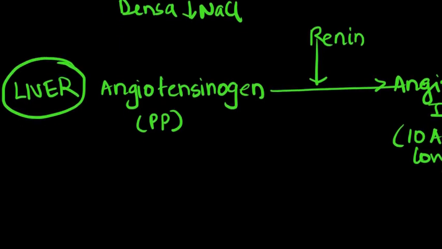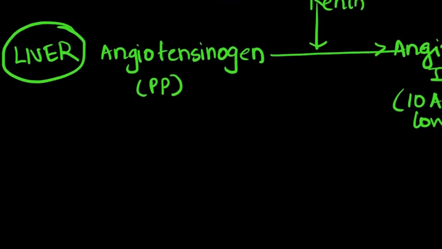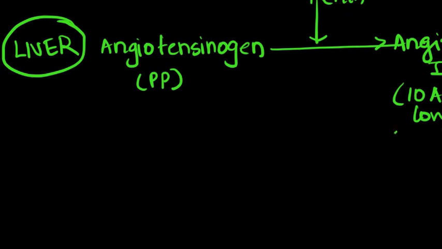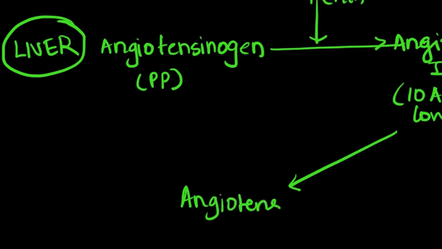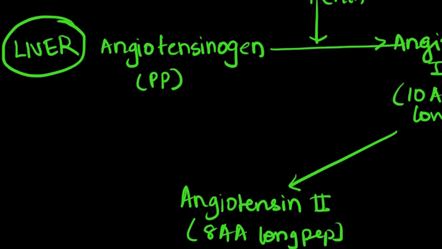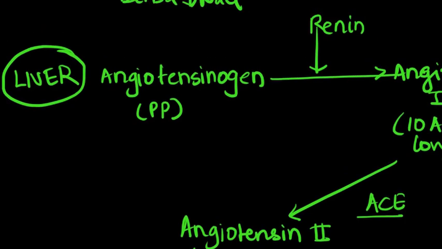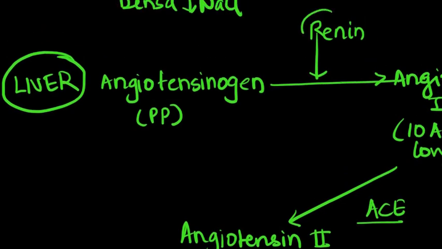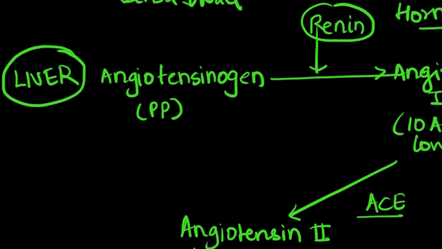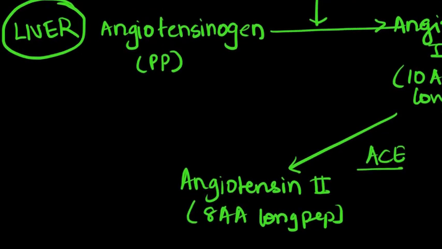Okay, now what happens when you have angiotensin 1? This angiotensin 1 is then converted into angiotensin 2 by removing 2 amino acids, so it becomes an 8 amino acid long peptide. This conversion is done by angiotensin converting enzyme. As you can see, there are two things happening in this entire reaction. One is renin, which is a hormone, and second is ACE, which is angiotensin converting enzyme.